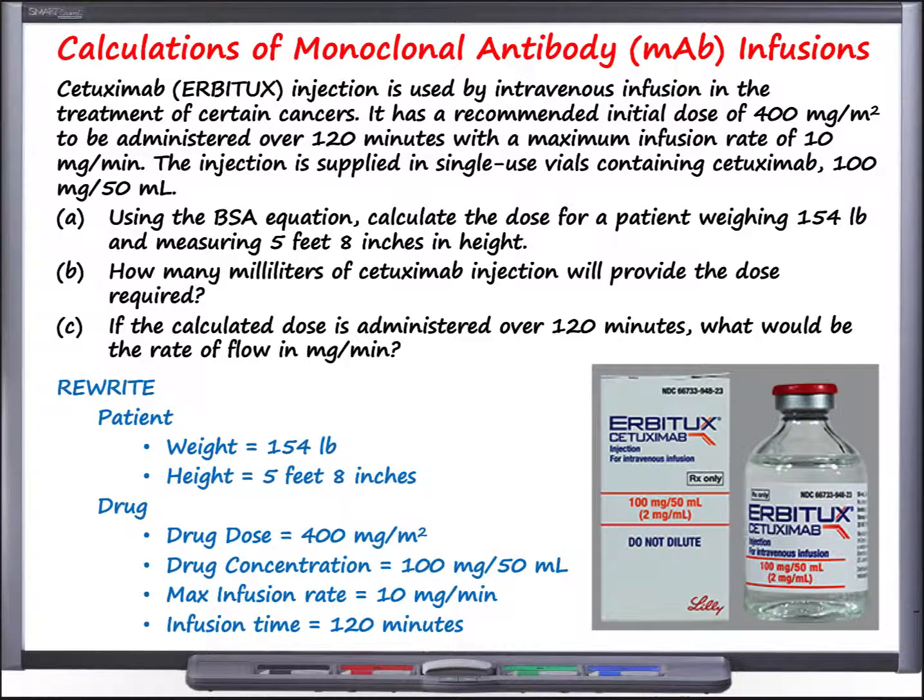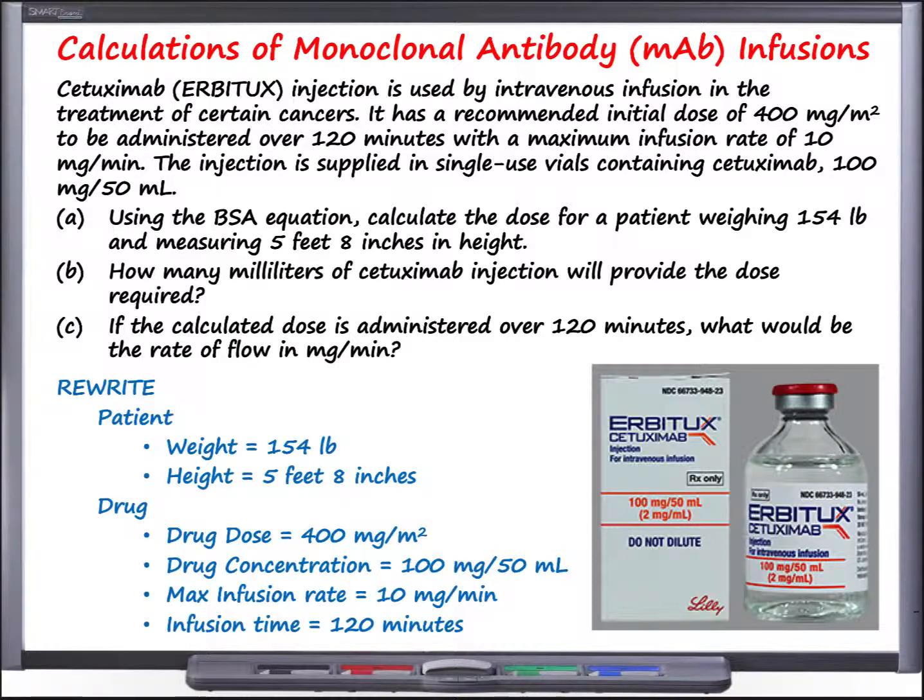So with all that information, what the question really is asking us is that using the body surface area equation, calculate the dose for this patient who weighs 154 pounds and measures 5 feet 8 inches in height. Also, how many milliliters of the cetuximab injection will provide the dose required? And lastly, if the calculated dose is to be administered over the 120 minutes, what would the rate of flow be in units of milligrams per minute?